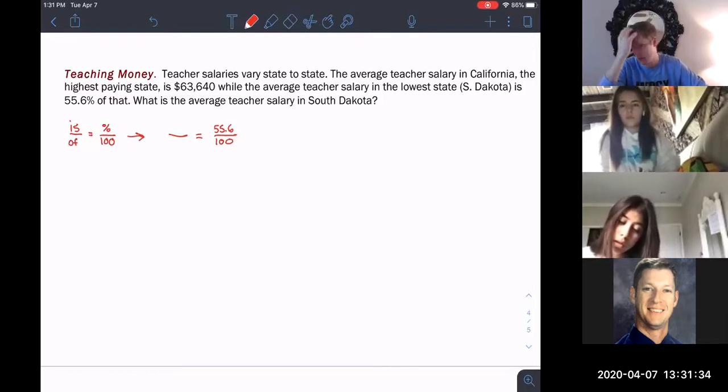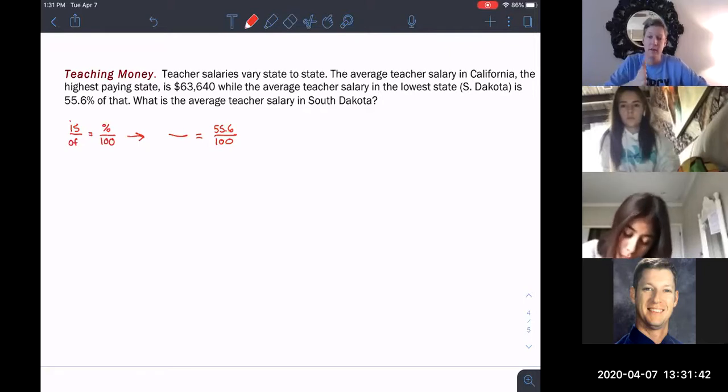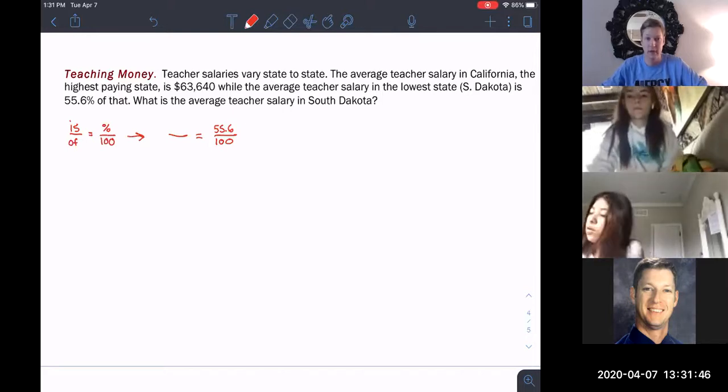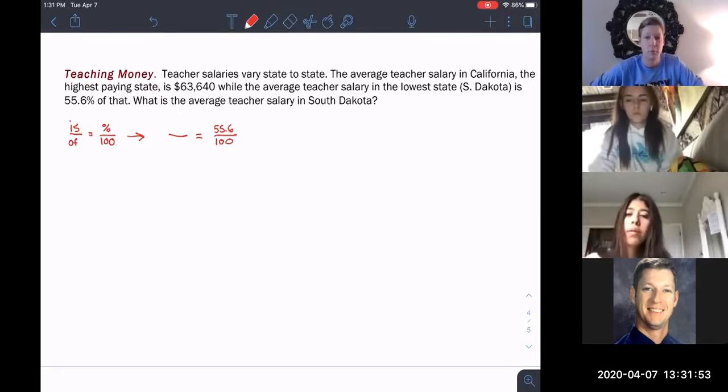The salary in South Dakota. Right, the average teacher salary in South Dakota. And that teacher salary in South Dakota is a part of the teacher salary in California, right? It's only 55% of the California number. So it would go on top. Right, the variable goes on top.